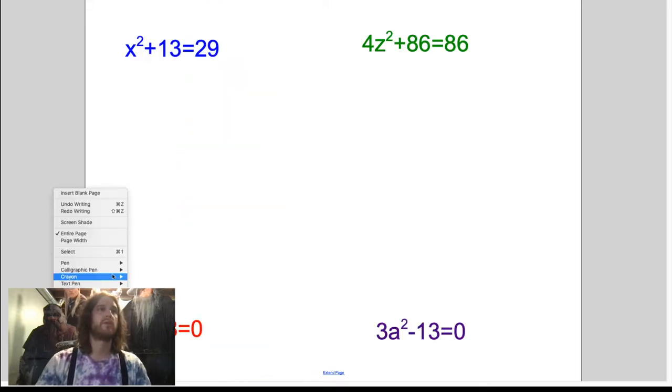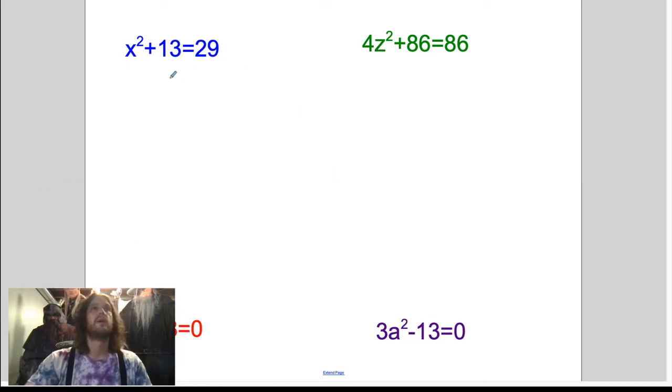We're going to keep cruising. I got 4 more here. Let's go ahead and jump right in. So again, we want to get that squared term by itself. I bet you guys can do this one in blue. So give this one a shot. You want to get the squared term by itself and then take the square root.